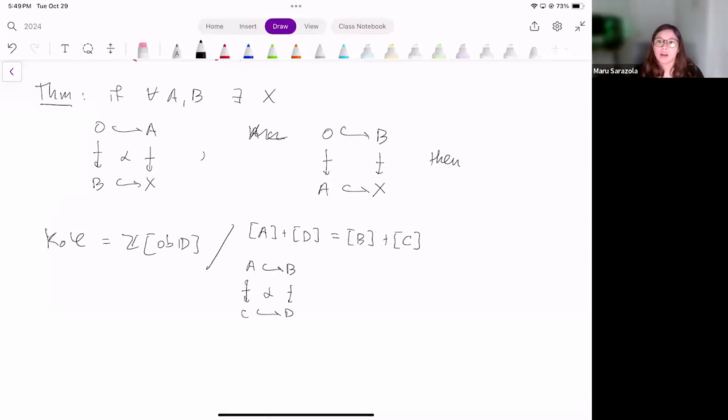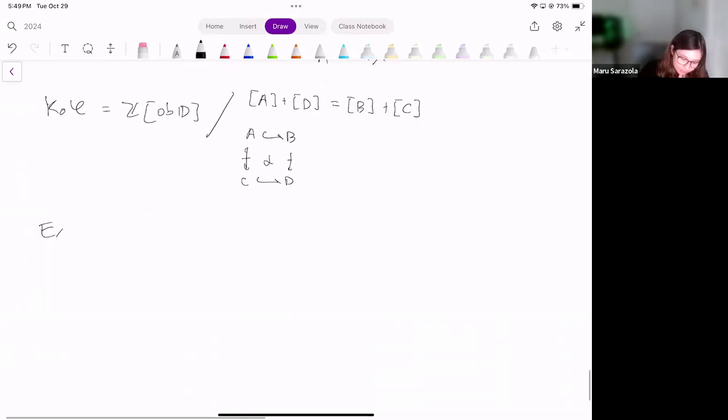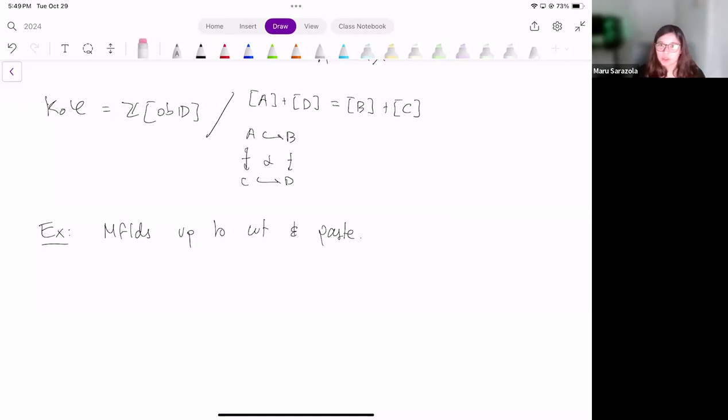And this was used in a couple of papers recently to do K-theory and encode K-zeros that we couldn't do before because they didn't quite fit into any of the formalisms that we had. So for instance, my favorite one is to encode manifolds up to cut and paste. So let me draw some manifold pictures. And I'm so happy that I can draw pictures in some of the work that I do. This is the first time that this ever happens.